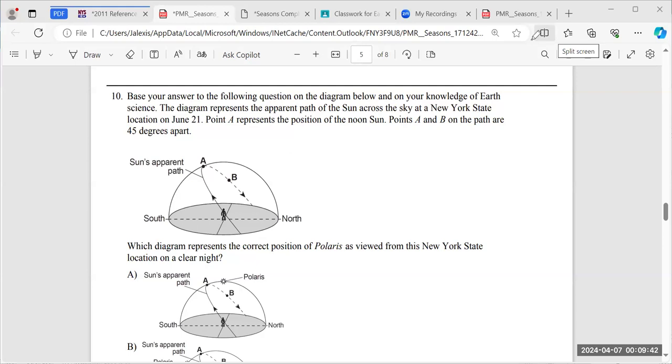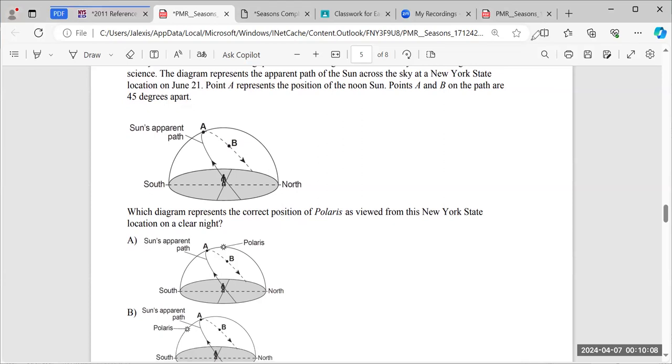All right, number 10. Number 10 says, base your answer to the following questions on the diagram below. In our knowledge of Earth science, the diagram represents the apparent path of the sun across the sky at a New York State location on June 21st. Point A represents the position of the noon sun. Points A and B on the path are 45 degrees apart from each other. Which diagram represents the correct position of Polaris as viewed from the New York State location on a clear night?